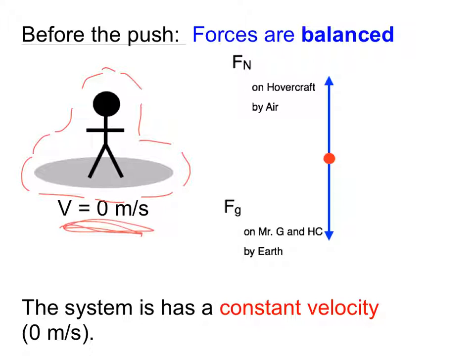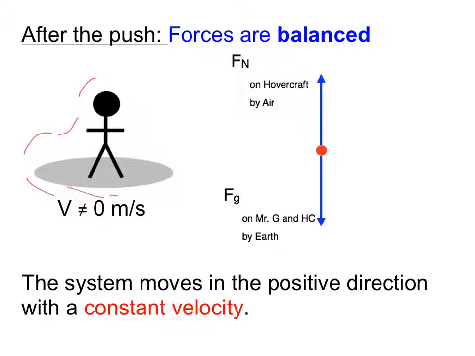And taking a look at our forces, we see that we still have the same normal force pushing upwards on the hovercraft by the air. And then we also have a force of gravity acting on both me and the hovercraft by the earth. And these are also balanced because I'm neither moving or being accelerated up or down. So that means the system has a constant velocity as well before being pushed.